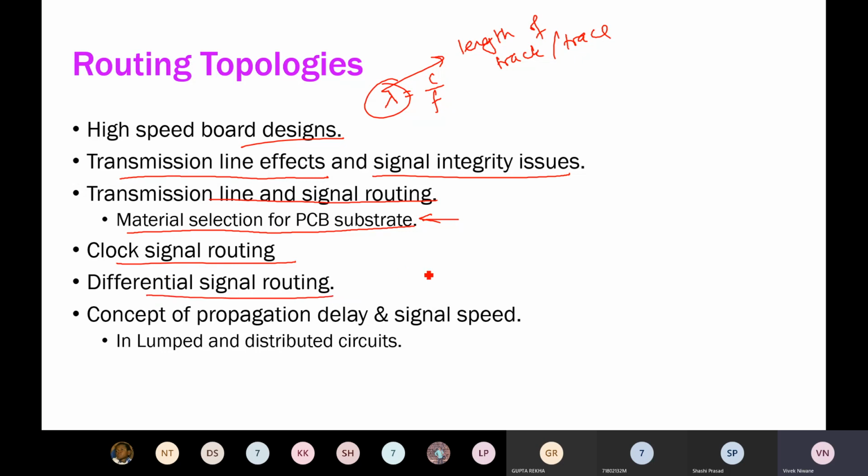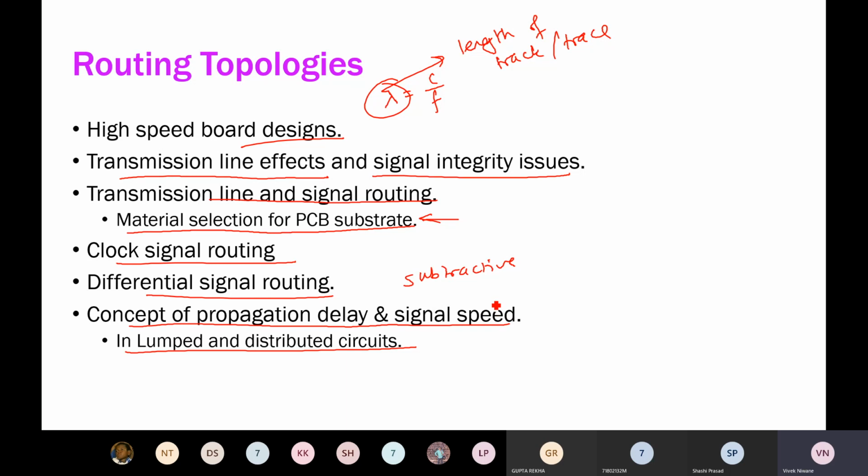Differential signal routing that I just did, I told you that subtractive coupling happens, that is nothing but a differential signal routing. Then the concept of propagation delay and signal speed, in lumped and distributed circuits. Lumped and distributed circuits means where there is inductance and capacitance.